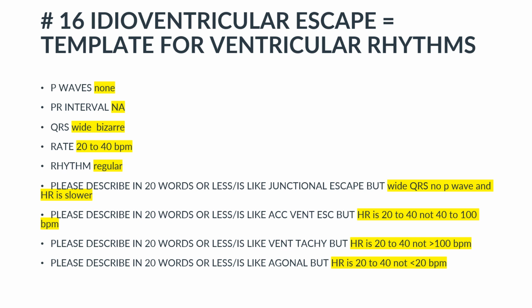Well, why is this not agonal? Once again, the only difference is going to be the rate. Agonal heart rate is less than 20. Ventricular escape, 20 to 40. Now, that being said, with agonal, you're actively dying, so the heart rate does get a little irregular towards the end. But initially, it can be regular.